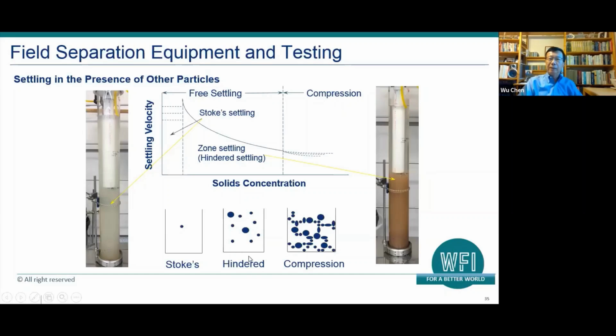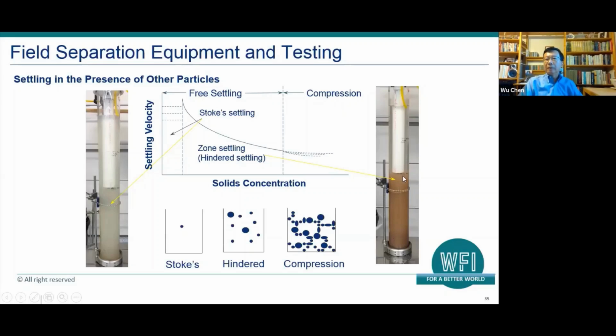So you will find that once the solid concentration becomes higher and higher, everything seems to be settling at the same speed, and then you can see a clear interface at the top. So we call it zone settling. If you look at the right-hand side pictures, here's the clear liquid on top. Although this is not very clear, in a practical sense, this is kind of clear. You can see a clear interface between the clear liquid and the settling slurry, right?